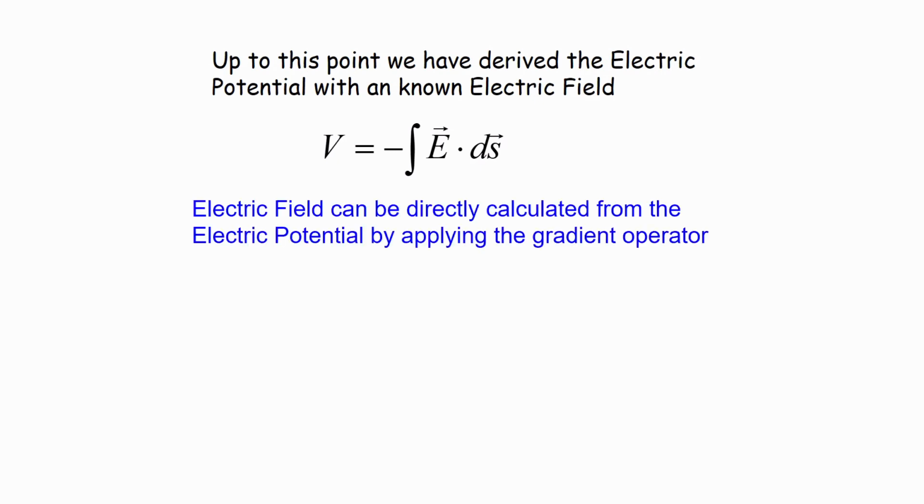Now, electric field can be directly calculated. We can turn this argument around and say the electric field can, in fact, be directly calculated from the electric potential by applying what is called the gradient operator. This is probably your first introduction to vector calculus. Basically, you're converting a scalar field into a vector field. In this case, the scalar field is electric potential, and the vector field is electric field.